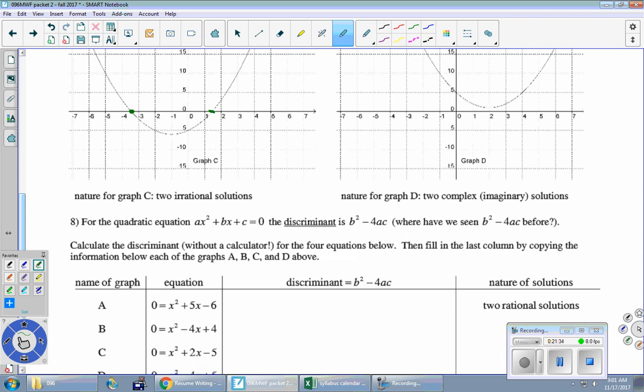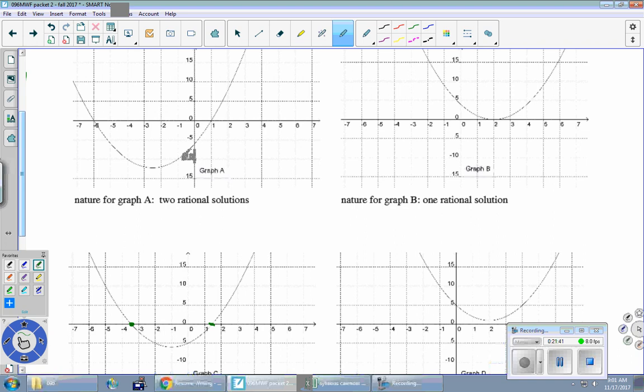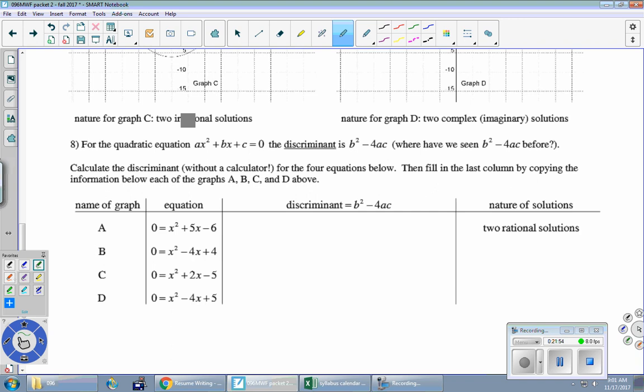Okay, so the question is, is there a shortcut to know how many and what kind of solutions we have? And that's the meaning of this word nature. The nature for this particular graph is 2 rationals. For this other one is 1 rational. It's how many and what kind. So here is a shortcut for figuring out how many and what kind.